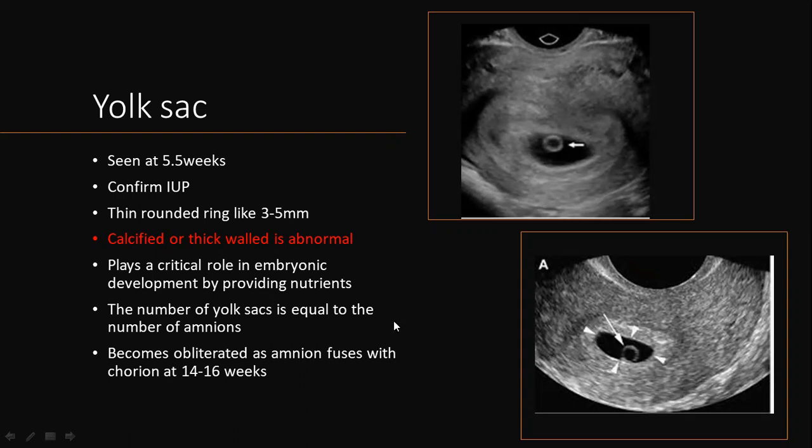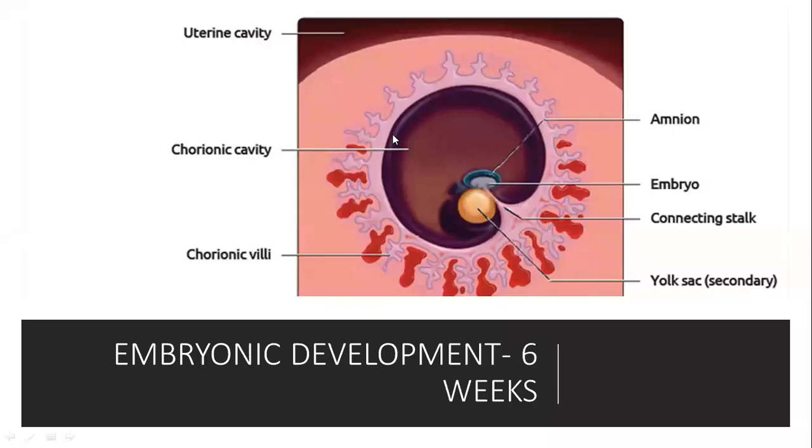embryos. So eventually, as the pregnancy progresses, this yolk sac will become obliterated as the amnion grows and is fused with the chorion. You will see as we go on how the amnion grows and eventually fuses and obliterates this yolk sac. So this is just a pictorial view of the yolk sac and the embryonic development. We are going to talk about the embryo in the next slide.